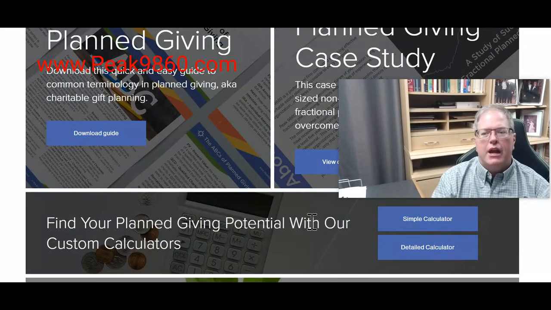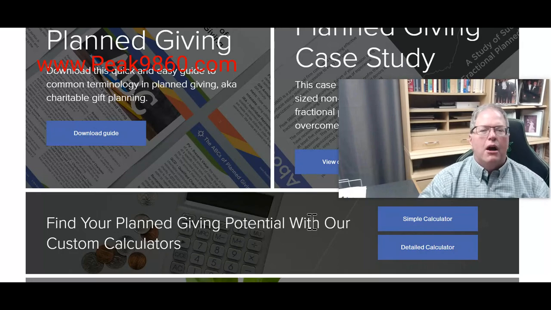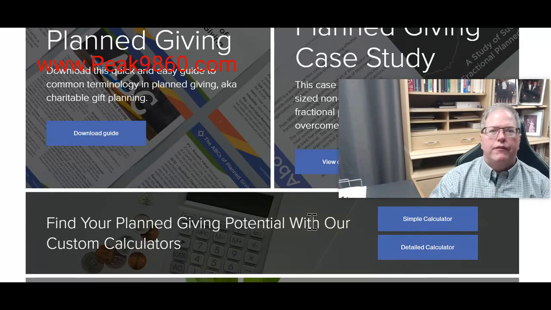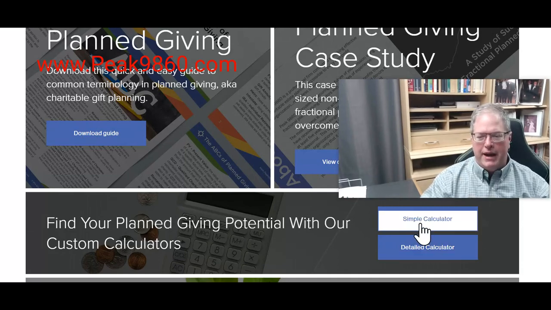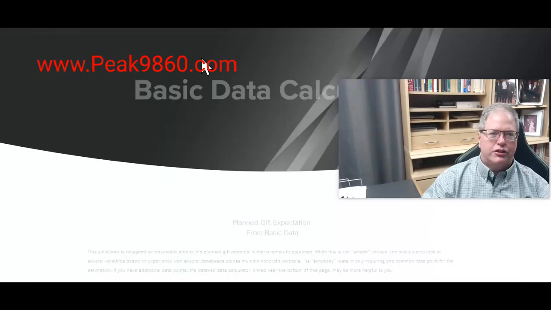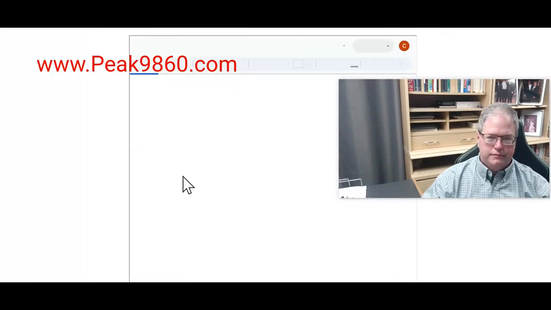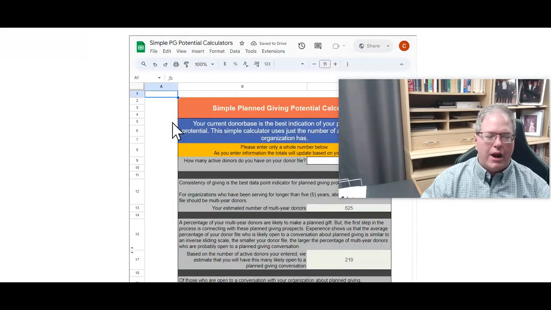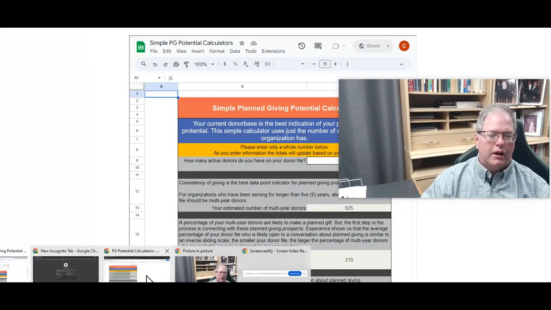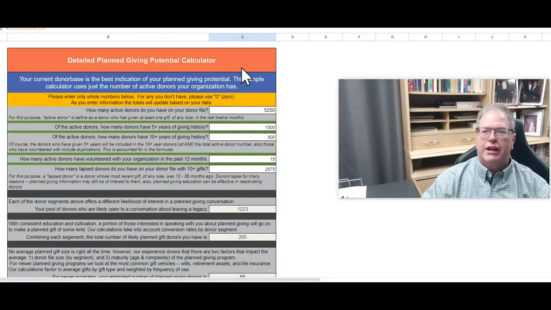calculators. There's two different calculators, a simple calculator and a detailed calculator. While the calculations are a little bit different, the big difference is what data you have to be able to help fill in the information. For the simple calculator, when you click on that, it's going to take you to an embedded web page. You just sort of see it right here. But because Zoom and recording slows everything down, we're actually going to do it on a standalone page just so you can see it.